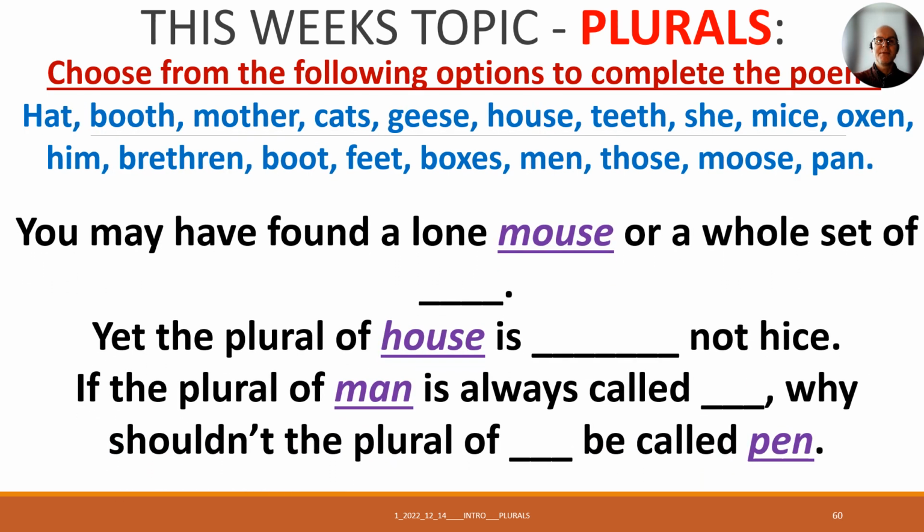To continue, you may have found a lone mouse or a whole set of blank. So the plural for mouse. Yet the plural of house is blank, not heis. If the plural of man is always called blank, why shouldn't the plural of blank be called pen?